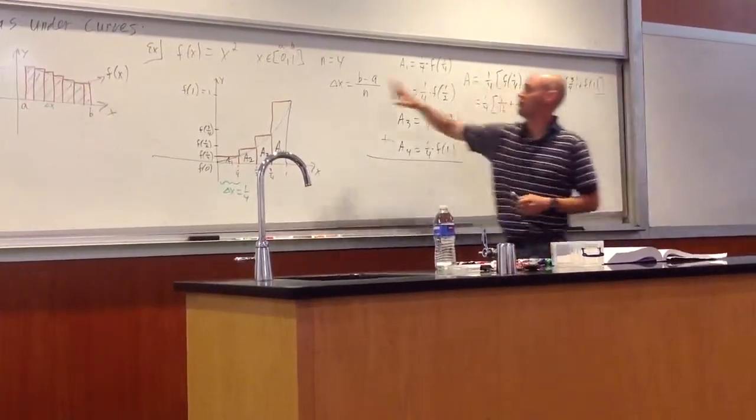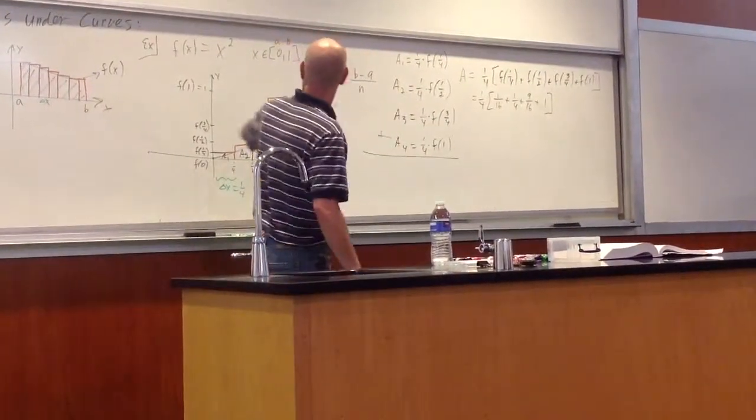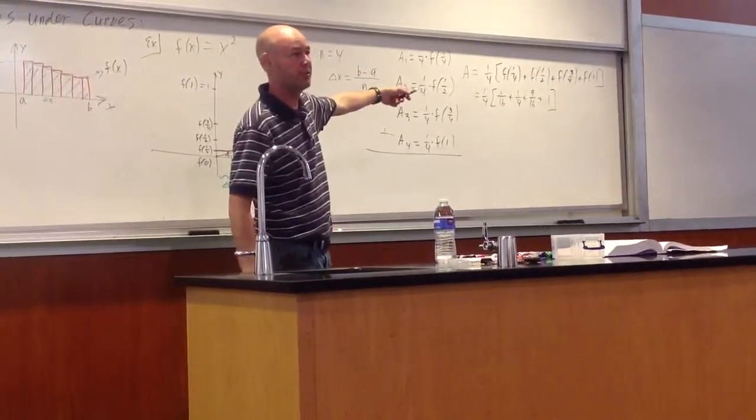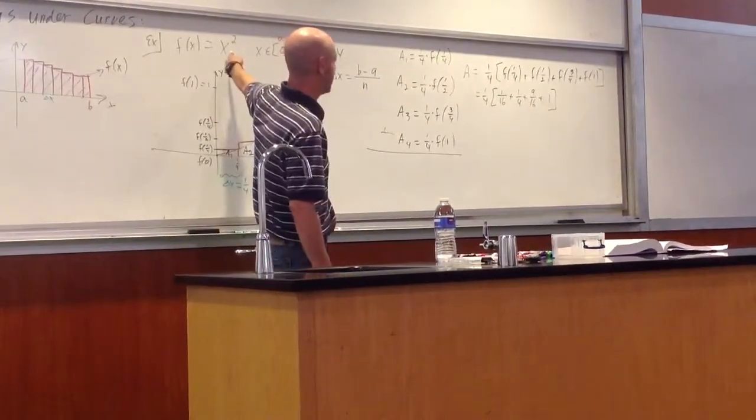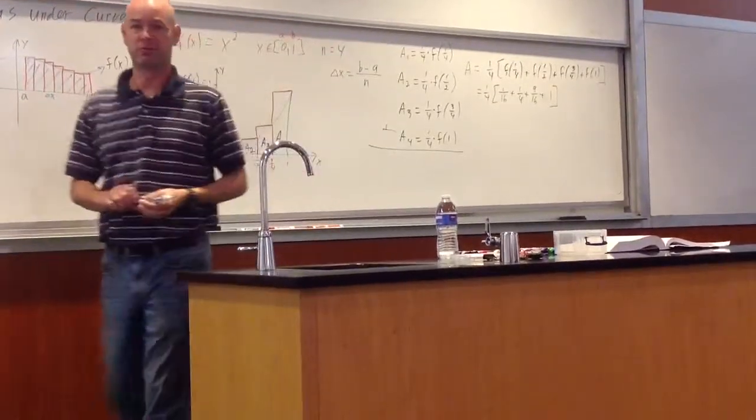F of 1/4, when I square it, I get 1/16. F of 1/2, when I square it, I get 1/4. F of 3/4 is 9/16 when I square it. And f of 1 is 1, because 1 squared is 1.